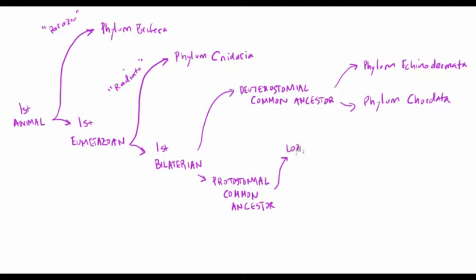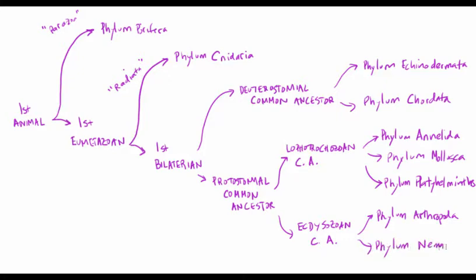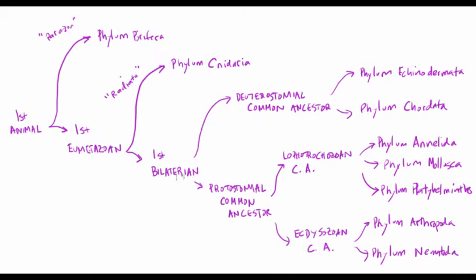And then from the protostomial common ancestor, we've got the Lophotrochozoan common ancestor as well as the Ecdysozoan common ancestor. And the Lophotrochozoan gives rise to the phylum Annelida, or the annelids, the mollusks, as well as the flatworms, the phylum Platyhelminthes. And the Ecdysozoan gives us the arthropods as well as the nematodes, or roundworms. See the improvement?